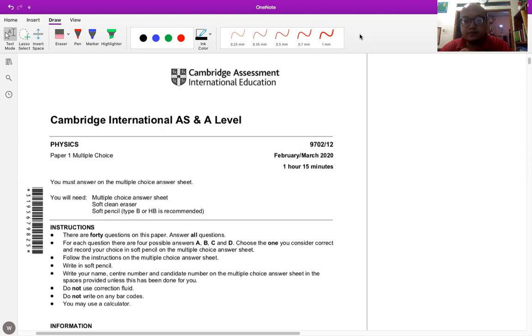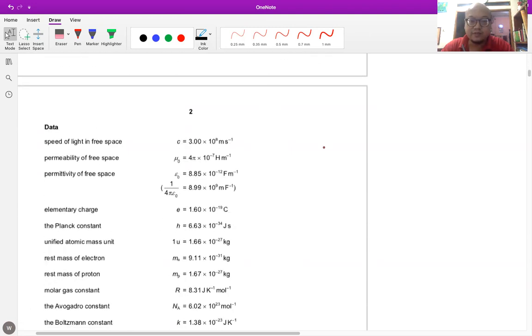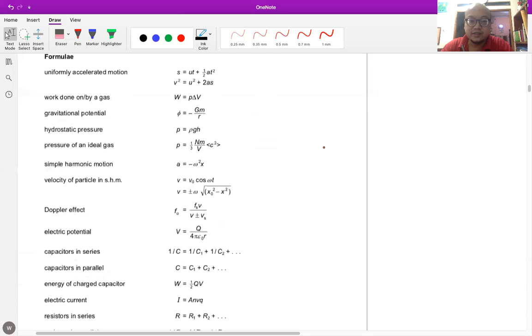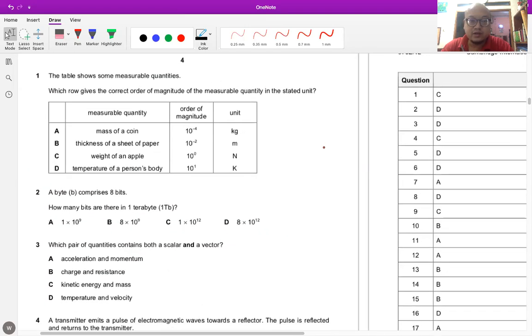Yes, today I have one paper about Cambridge International AS and A-Level Physics Paper 1 multiple choice, year 2020, February March. I will solve some questions here, hopefully all 40 numbers, but I don't know. We have the questions, and we also have the mark scheme here.